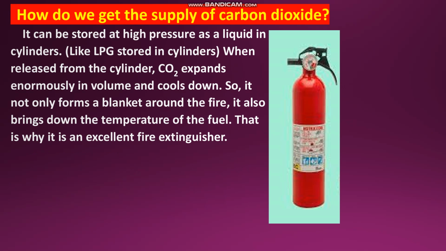So when released from the cylinder, this carbon dioxide expands enormously in volume and cools down. Under high pressure, it is stored in the cylinder. When it is released, what will happen? It expands suddenly as the temperature comes down. So it not only forms a blanket around the fire, it also brings down the temperature of the fuel. That is why it is an excellent fire extinguisher. It covers the fire and cuts off the supply of oxygen, and also cools down the temperature. It brings the temperature below the ignition temperature.